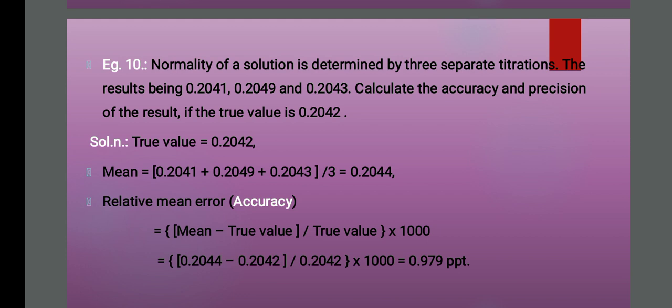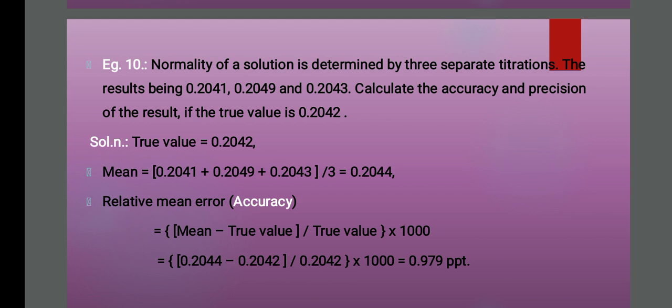So two things are asked: accuracy and precision. I have said that for accuracy we need to calculate relative mean error, and for precision we need to calculate relative mean deviation. Don't confuse them: one is relative mean error, another one is relative mean deviation.